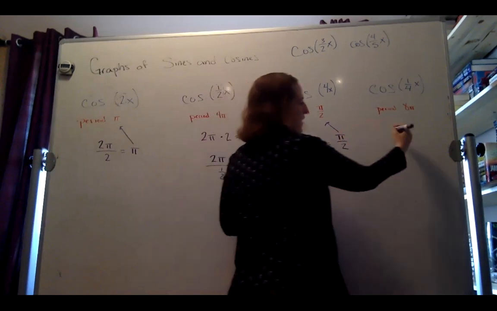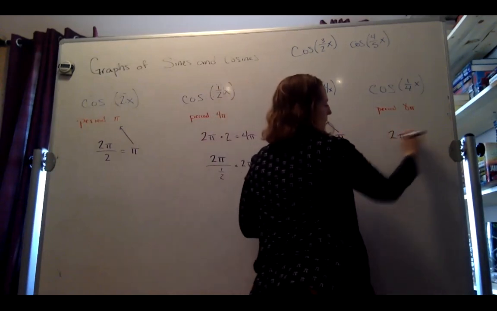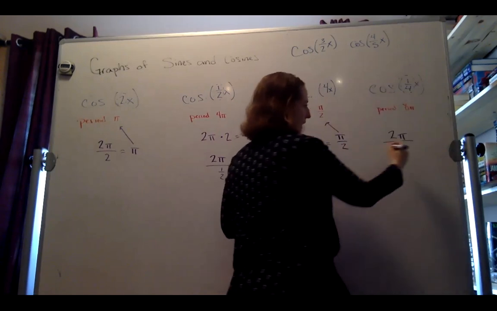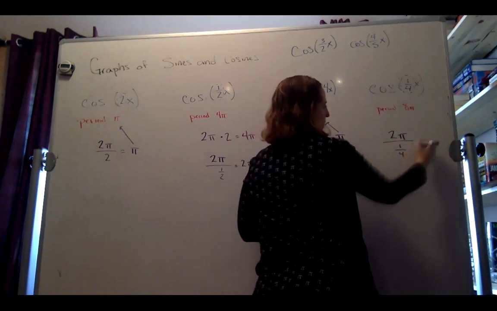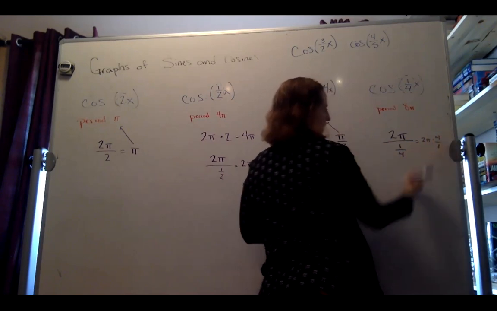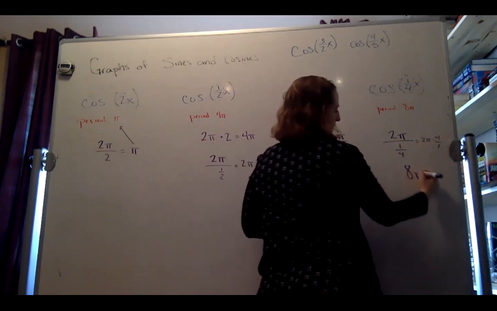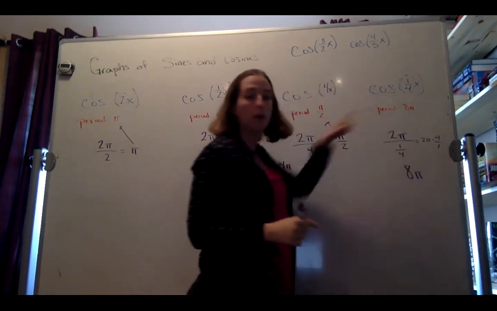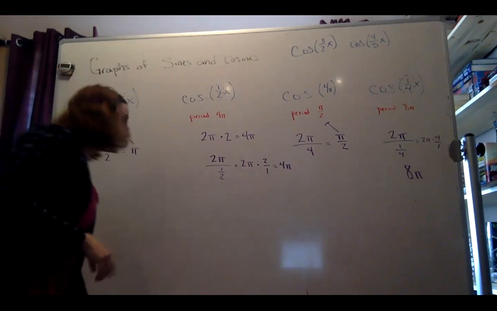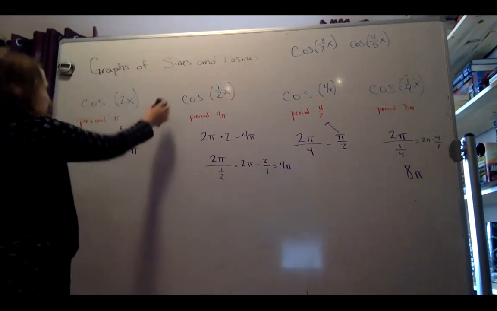Applying that same idea over here, we can do 2 pi divided by our horizontal stretching factor, so 2 pi divided by 1/4, which is the same thing as 2 pi times 4 over 1. 2 pi times 4 gives us 8 pi, which is exactly what we saw the period to be on our graph. Now, let's apply that to those last two.